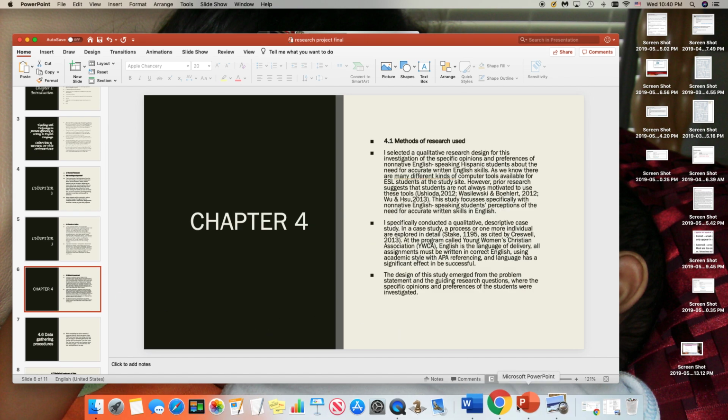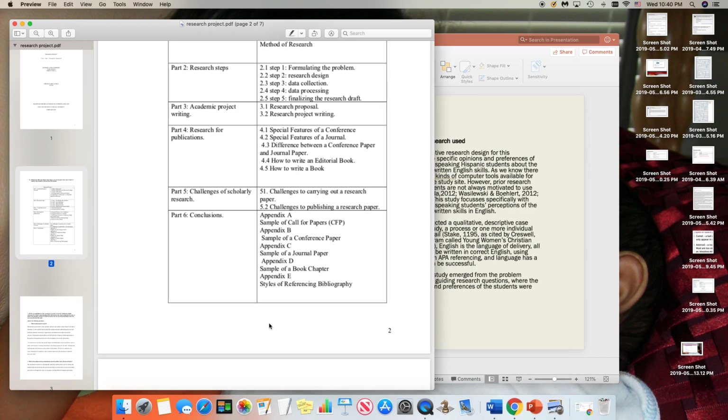So, chapter 4 consists of research for publications: special features of a conference, special features of a journal, the difference between a conference paper and a journal paper, and how to write an editorial book and how to write a book.